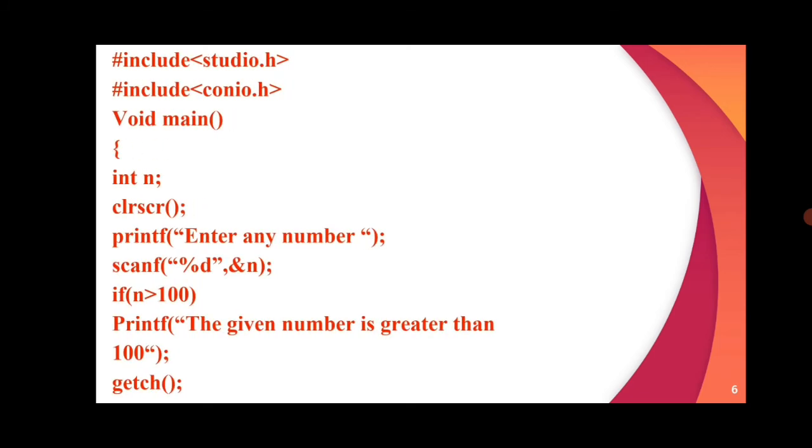Now come to the program. #include <stdio.h>. We are using the stdio.h header file to use the functions printf and scanf, and the conio.h header file to use the functions clrscr and getch. And main is a very important function for every program. int n: the compiler allocates the memory for the integer n of 4 bytes.